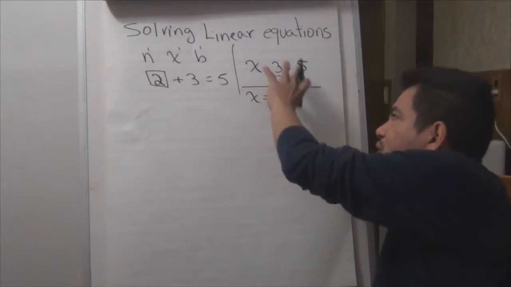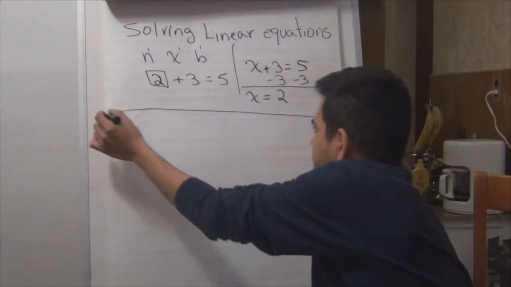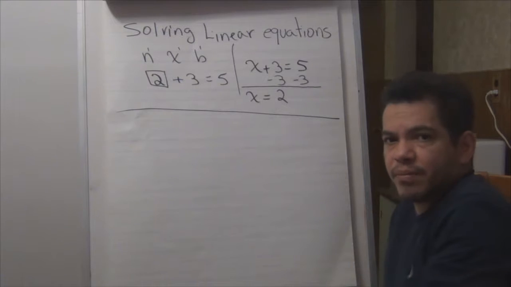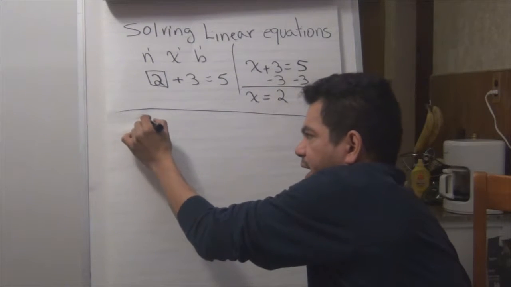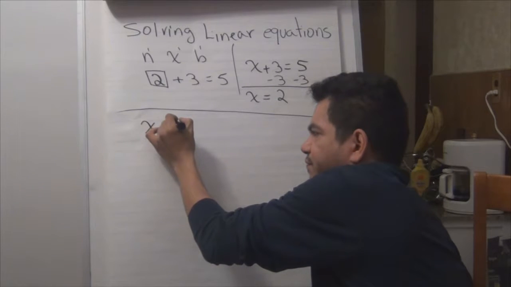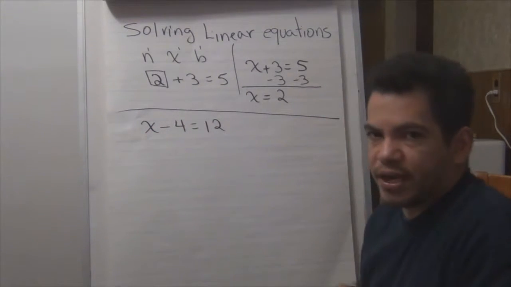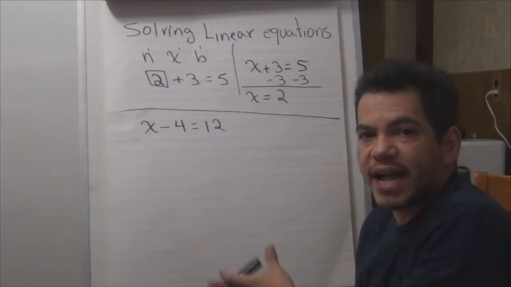When you have this, this is what we call a one-step equation. All you did was to utilize the additive inverse of the number. You see? Let me give you another example. Whenever you have, okay, x minus 4 equals 12. Let's use our common sense first, and then we'll use the algebra.